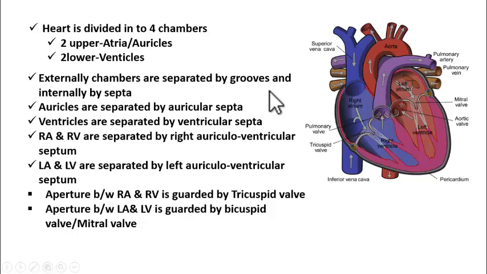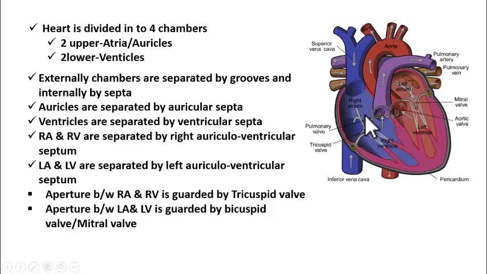Got it? Now this septa, internal wall, has its specific name. For instance, if the wall is between auricles, the wall is called as auricular septa. So wall between auricles is called as auricular septa. Wall between ventricles is called as ventricular septa. This is the ventricular septa.